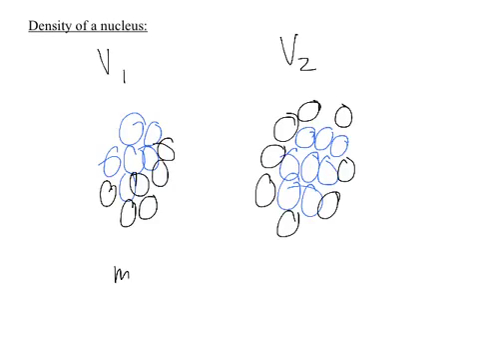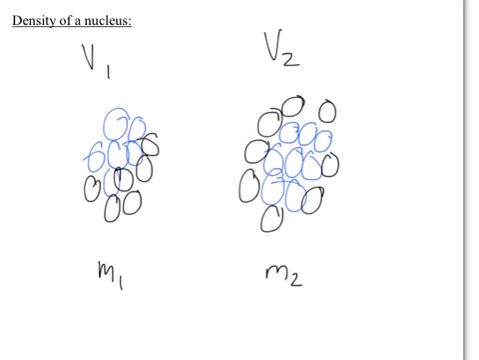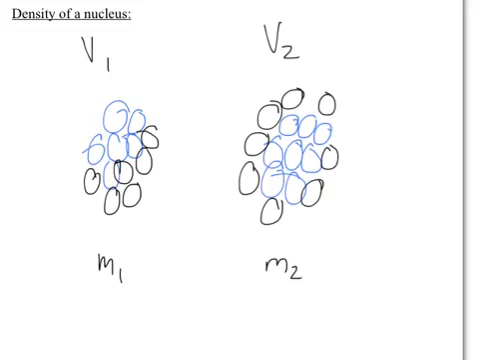Okay, this is M1, and this is M2. What is density defined as? What is density defined as? Mass over volume.